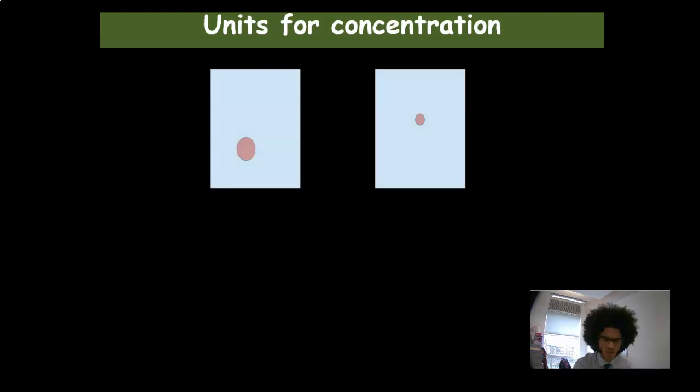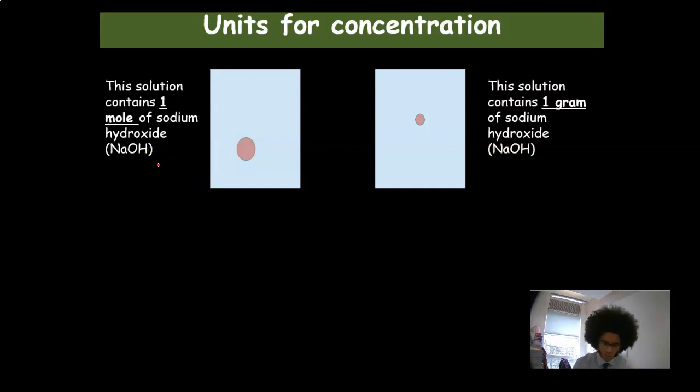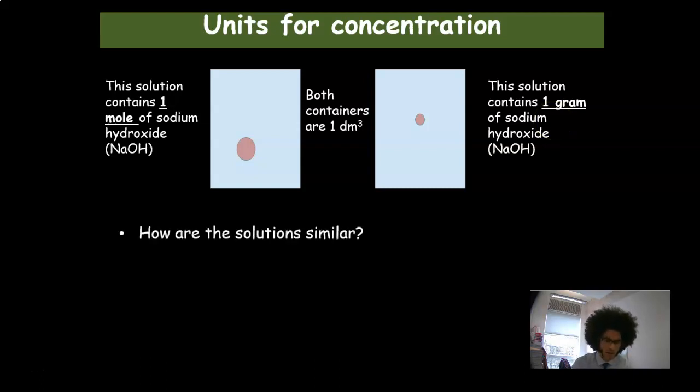So let's get started. First of all, let's say you've got two different solutions like this. The solution on the left contains 1 mole of sodium hydroxide, and the container on the right contains 1 gram of sodium hydroxide, and both containers are 1 decimeter cubed. Now, the first thing to think about is how are these solutions similar? Well, they both have the same volume, and that's really important and quite useful for later.